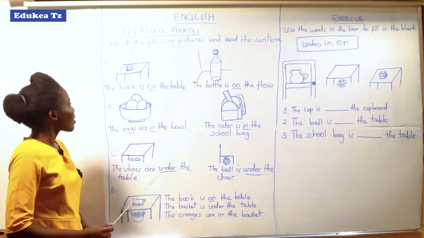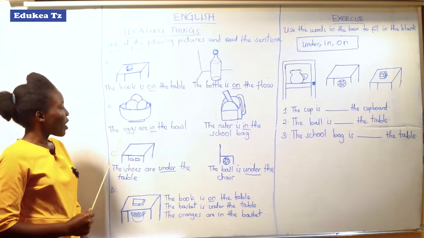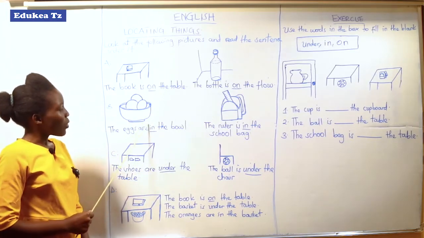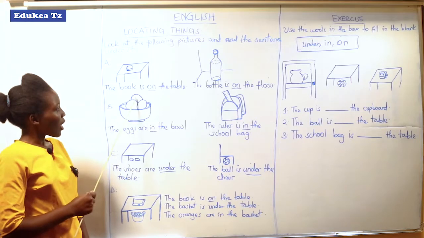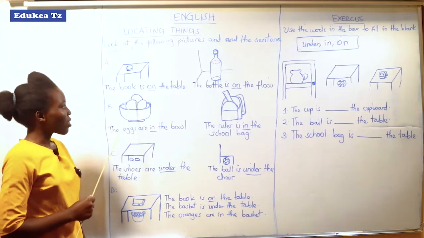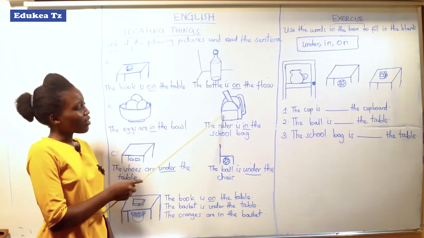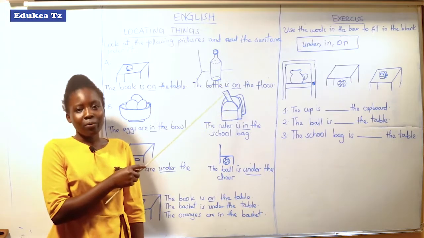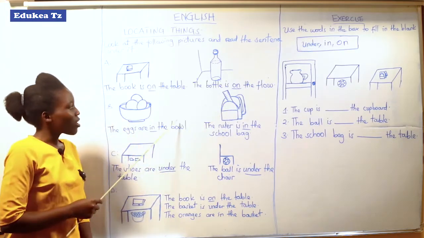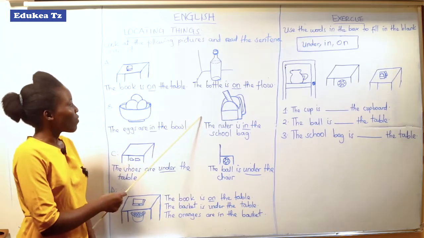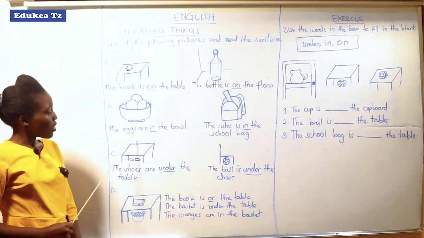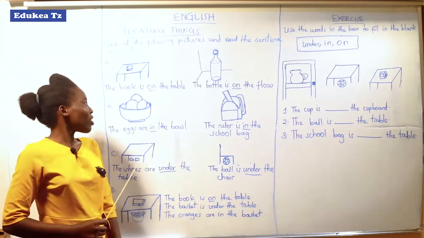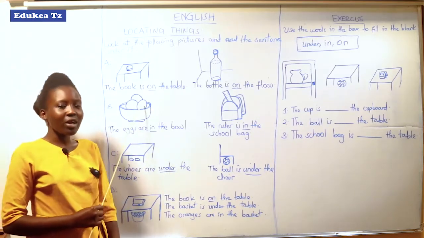The second letter is letter B. There's a bowl here and a bag. In this bowl, there are some eggs which have been put in, there are three eggs. And here in this bag, there's a ruler which has been kept inside the bag. The sentence below these pictures, if we start with the first one, says that the eggs are in the bowl. As you can see, there are many eggs, more than one.